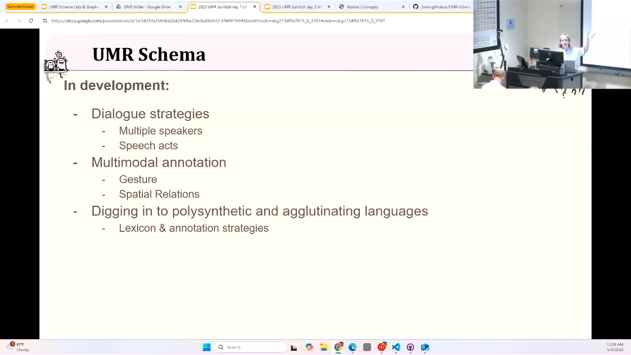And then there's still things that we're working on. Of course, we are well underway working on the gesture annotation, spatial relations, like I mentioned. They have worked their way into the 2.0 release, but they're not fully converted yet. So some of those things are still under discussion. Dialogue strategies. We don't have an extensive system of speech act annotation yet. However, a lot of us are annotating data sets that do have dialogues, and so we have some basic strategies for dealing with multiple speakers and basic speech acts.